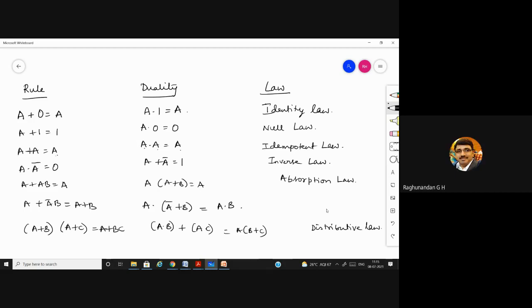Yes, sir. Okay. Thank you. So these are the set of rules which you should remember. In many of the cases, we use this one: A plus A bar B is equal to A plus B. Many cases will be using these four to five, and you must and should know them. Again and again we are going to use these in simplifying the expression.